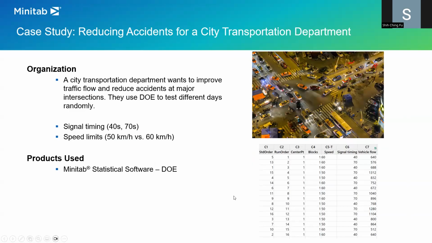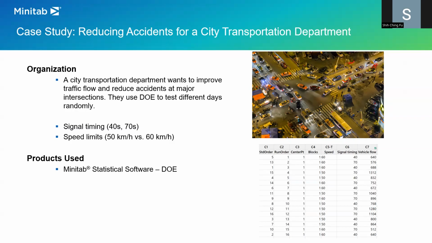All right. Next, let's talk about government agencies, the city transportation department. So if you are trying to optimize traffic flow, for example, at a certain intersection, we can set up many options, for example, the traffic light signal timing and the speed limit. So you set up different speed limits and different traffic signal timing. Which combination is going to maximize vehicle flow? So this is the question.